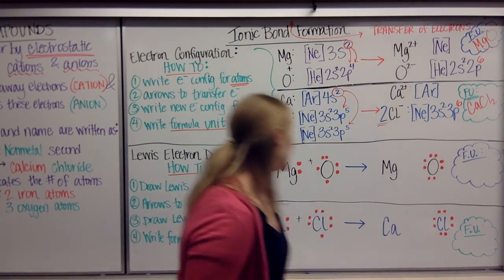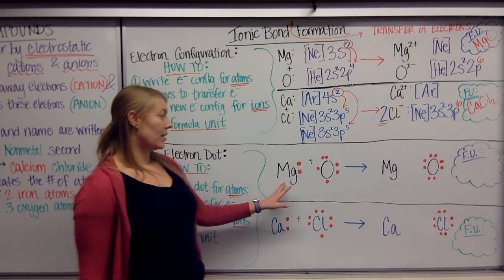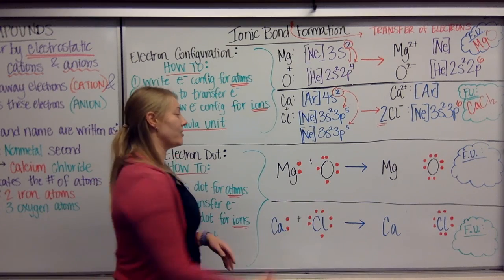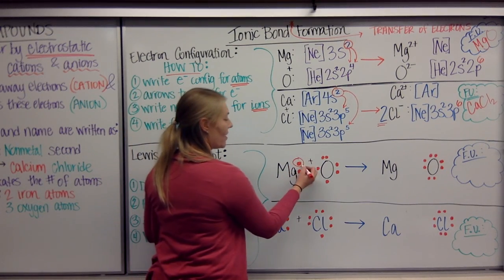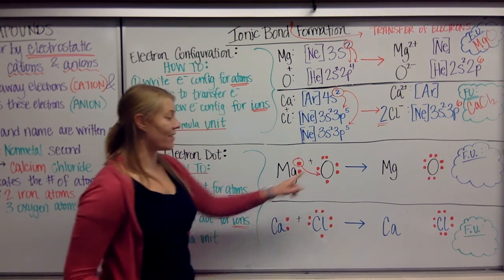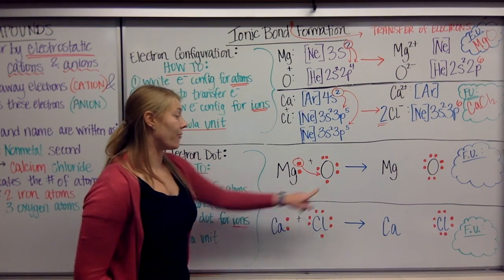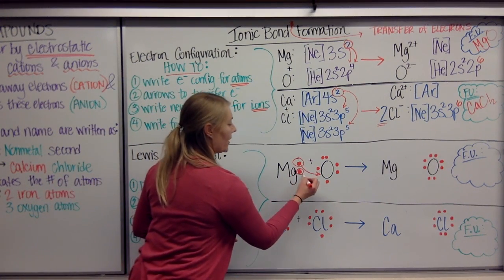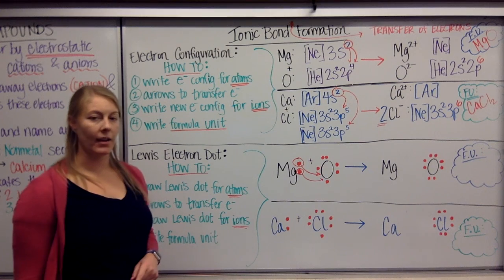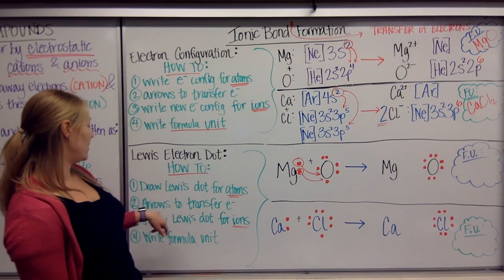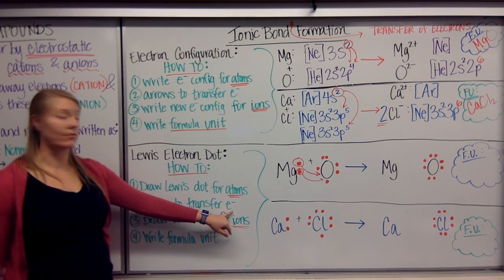So, magnesium needs to give up its electrons to oxygen. One of the electrons will come here because there's a space for it. There's also a space for an electron down here, so the other electron will come in there. Okay, that's a transfer of electrons. Show arrows to transfer electrons.